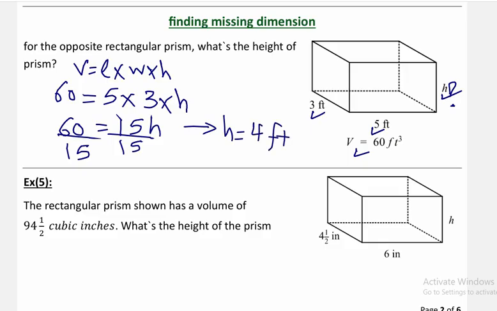4 feet. Okay, the next question is the same idea but with confusing numbers. I'll give you a chance to calculate it yourself. Pause the video and check your answer. See how I calculate these confusing numbers in an easy way. Okay, let's move on.